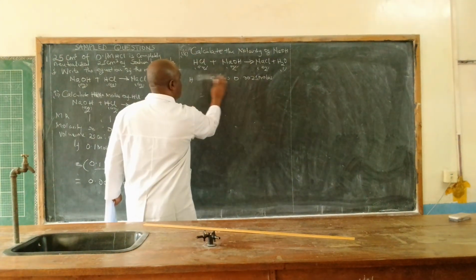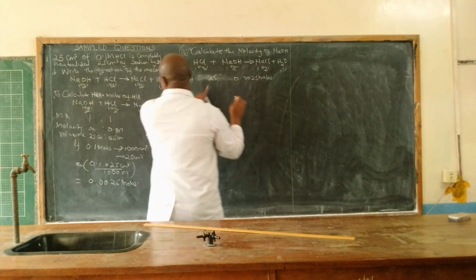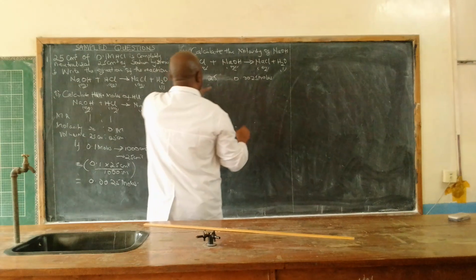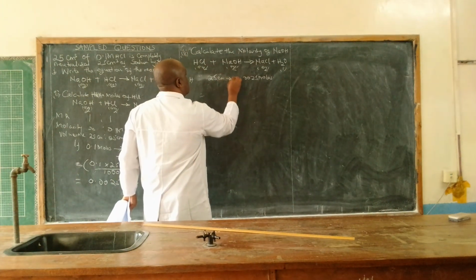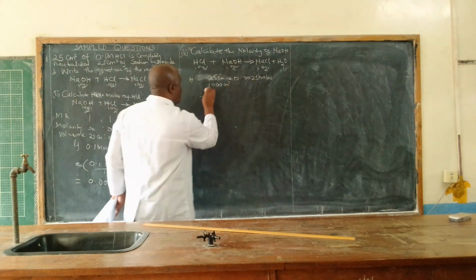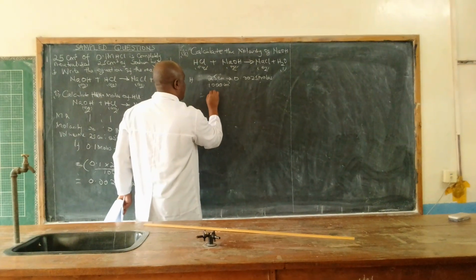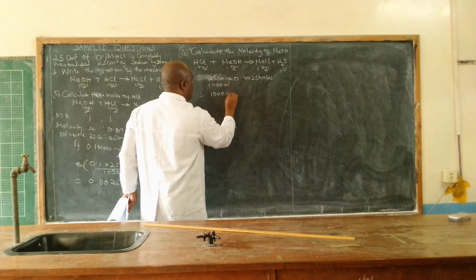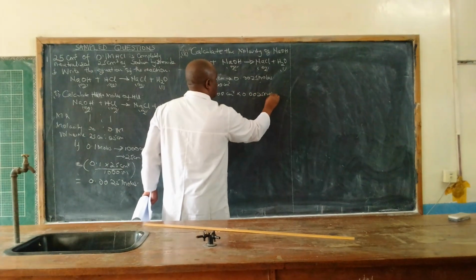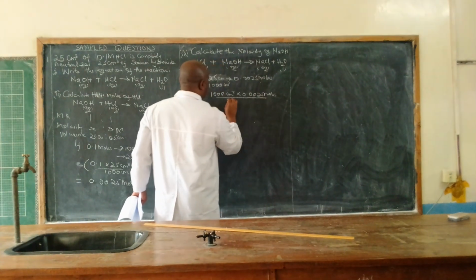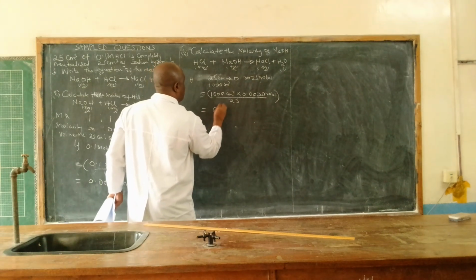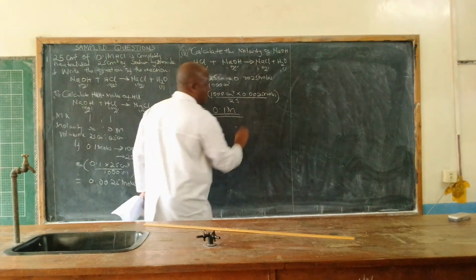we are going to ask ourselves, if 25 cubic centimeters of this completely neutralized, 25 cubic centimeters has got this number of moles. What about 1,000 cubic centimeters? So we are going to cross multiply, so that we can get 1,000 cubic centimeters times 0.0025 moles over 25. If you do your mathematics very clearly, you will come up with 0.1 molar. We have answered that question.